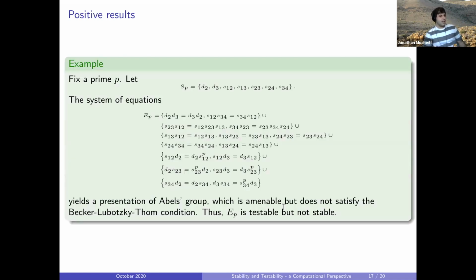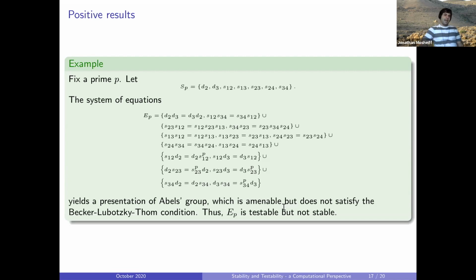So here's a set of equations. It's not incredibly intuitive, but this is a classic work by Abels that gave a finite presentation of the group known as Abels's group. And this group is exactly that. It's amenable and doesn't satisfy the Becker-Lubotski form condition. So this is a concrete set of equations that we now have a tester for, and we didn't before.